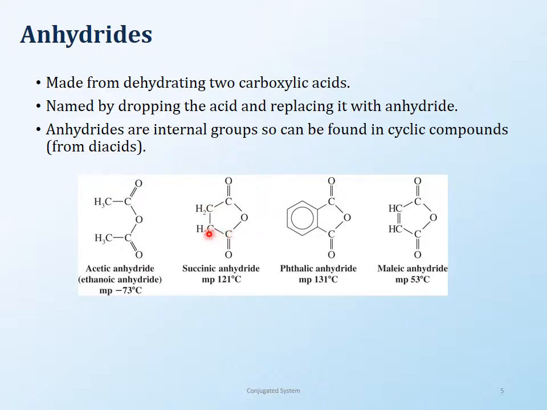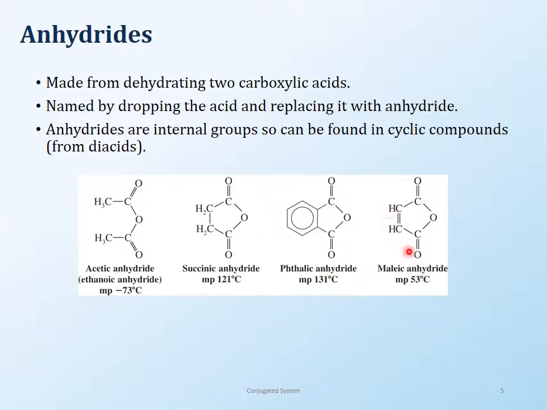A 4-carbon diacid is succinic acid. And so if you remove water from there, this is what's going to happen. It will form a ring, and that's called succinic anhydride. And this is phthalic anhydride, which comes from phthalic acid, in which case you have not benzoic acid, but a benzene ring with 2 acids ortho to each other. And so if you dehydrate those two, you will get this anhydride, which is phthalic anhydride.